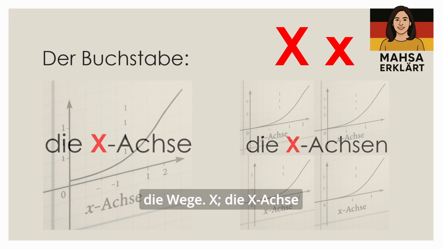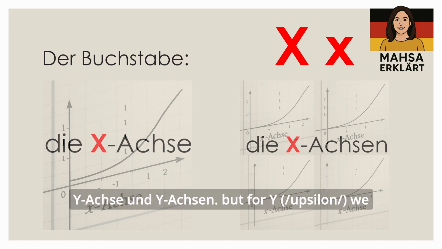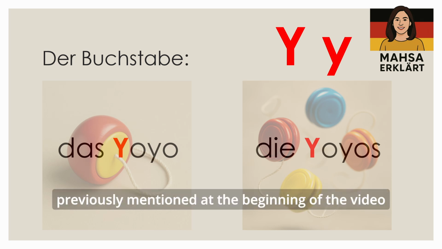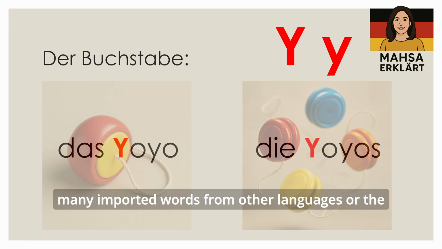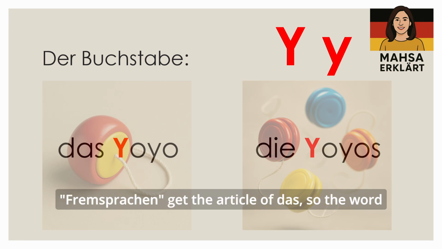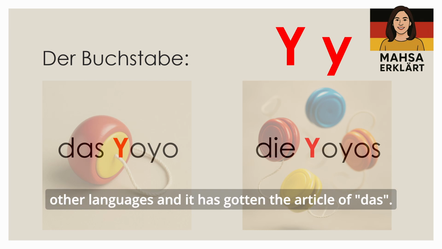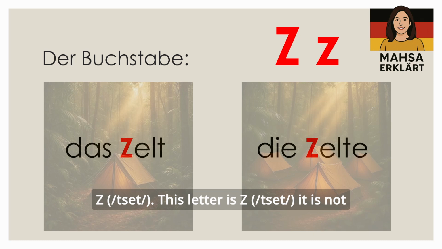Die X-Achse. Die X-Achsen. There are also Y-Achse and Y-Achsen. But for Y we have here the word yo-yo. Das Yo-Yo. Die Yo-Yos. This word is not German, but as I've previously mentioned at the beginning of the video, many imported words from other languages or the fremde Sprachen get the article of das. So the word das Yo-Yo is one of these imported words from other languages, and it has gotten the article of das.